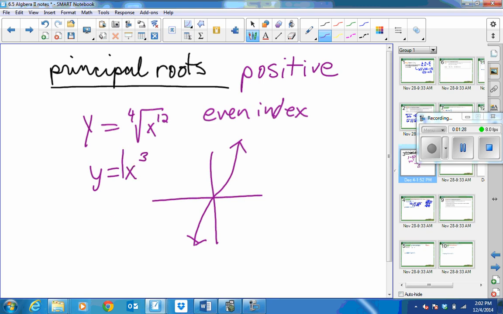And so in the case where you have an even index and you simplify the radical and you have an odd exponent and a variable is involved in this portion of the simplification, you have to take the absolute value in order to get the correct answer. So that's principal roots for you.